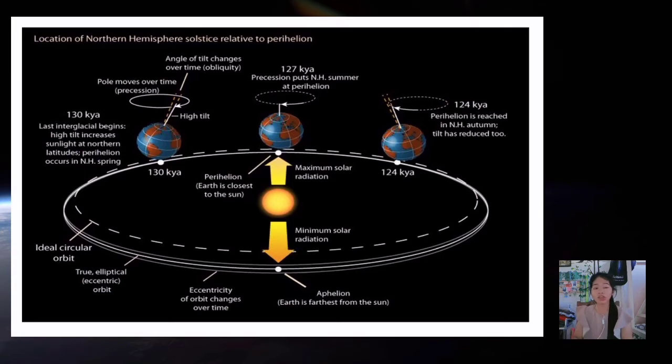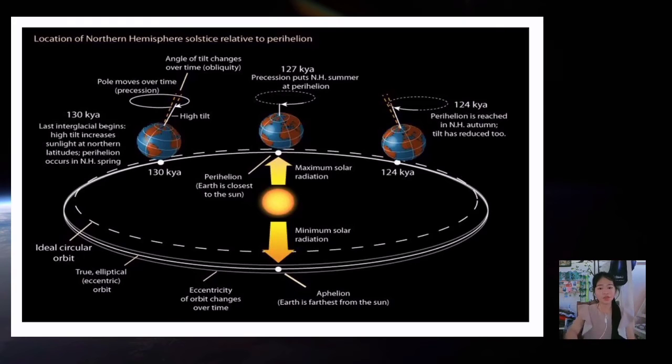So perihelion, what does perihelion mean? It is the point in the orbit of the Earth closest to the sun. Aphelion refers to the point in the orbit of the Earth farthest from the sun. So aphelion is opposite to perihelion.